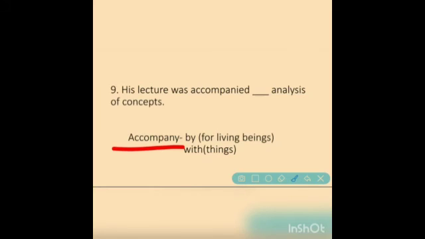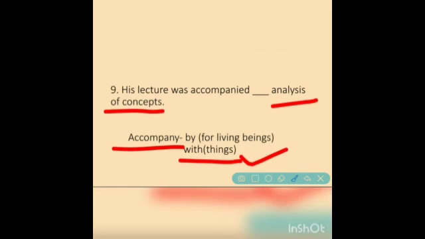When you are going with somebody, then you use by. That means living things. And when there is something, then you use with it. So here we are talking about analysis of concepts. That means these are things. So with would be the answer here. His lecture was accompanied with analysis of concepts and not by. I hope it's clear.